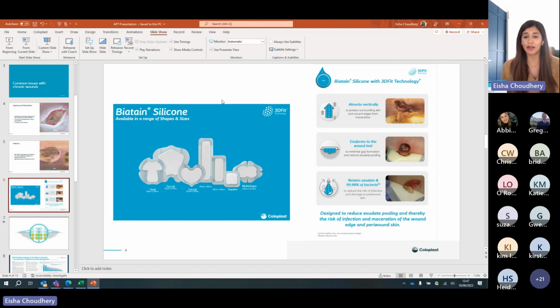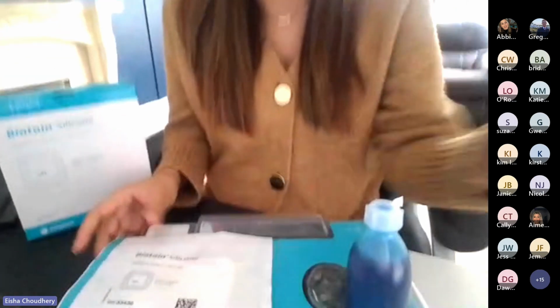Lastly, biotin silicone helps to retain and absorb exudate within the dressing. So it not only absorbs the exudate within the dressing, but also retains it within the actual dressing as well. Again, preventing the risk of infection and bacteria occurring at the wound site. What we're going to do is have a look at a quick video which explains a bit more behind the technology of biotin silicone and how it works. But before we do that, I'm going to quickly share a demo of biotin silicone on this demo board here.